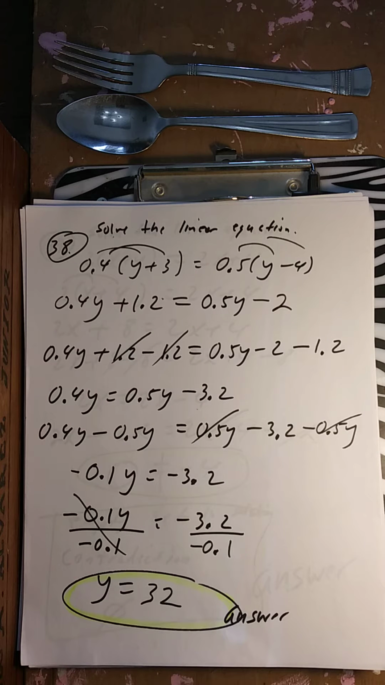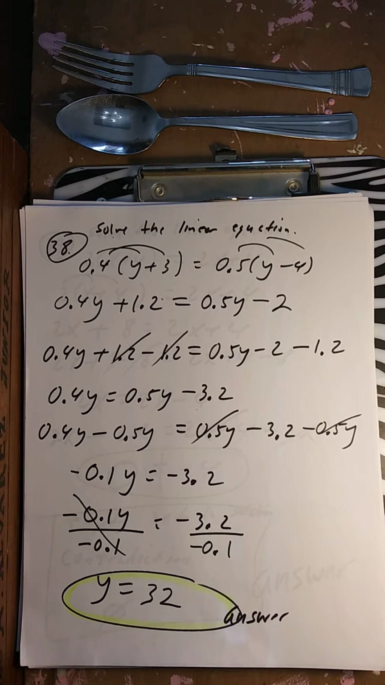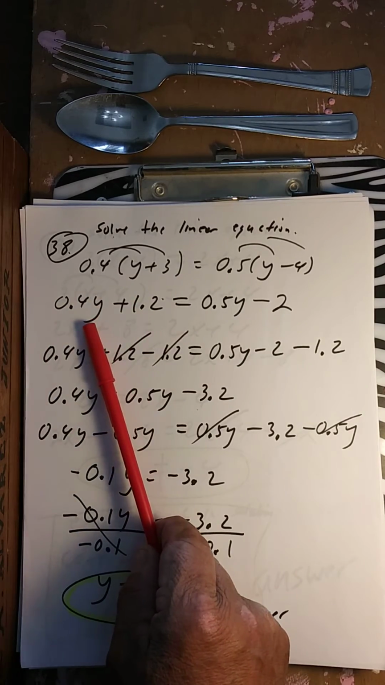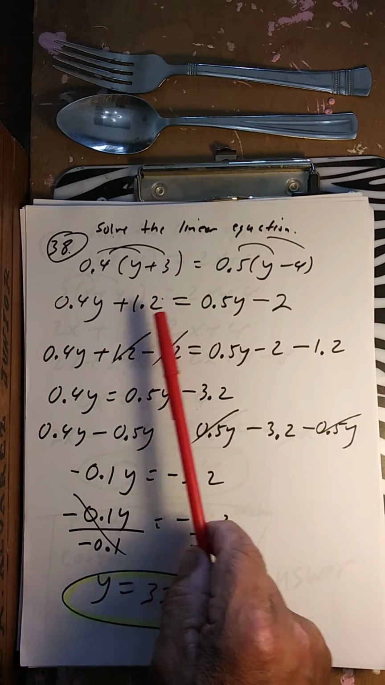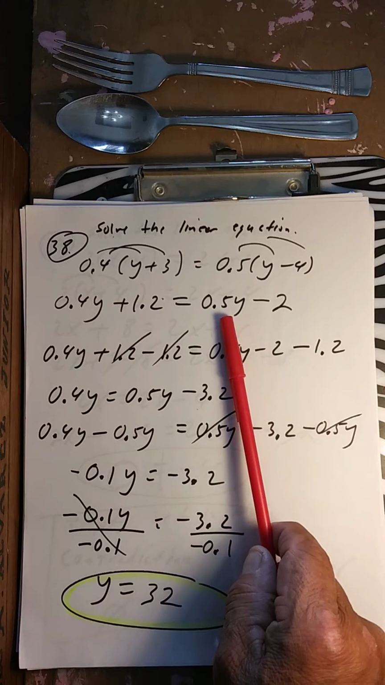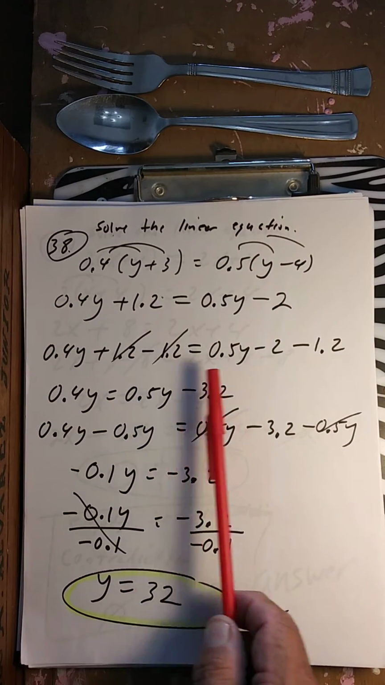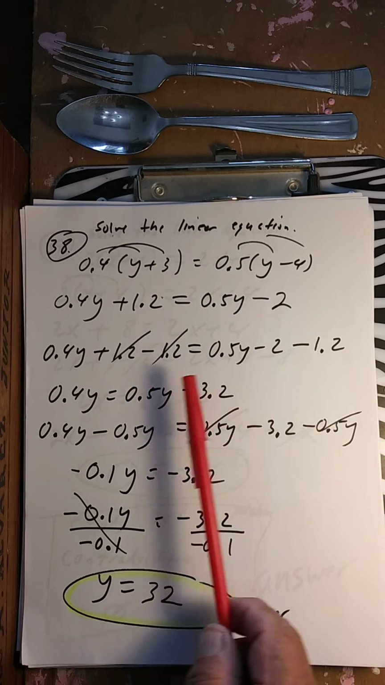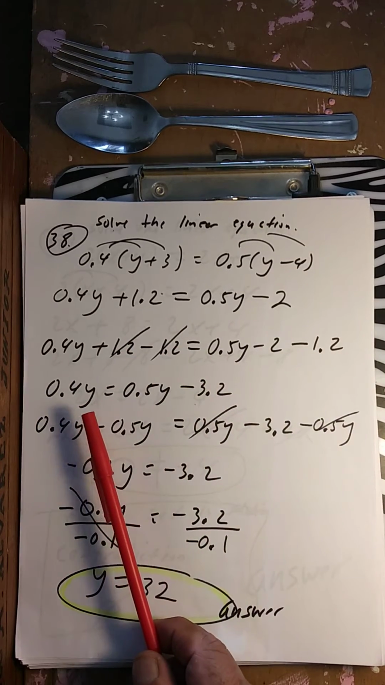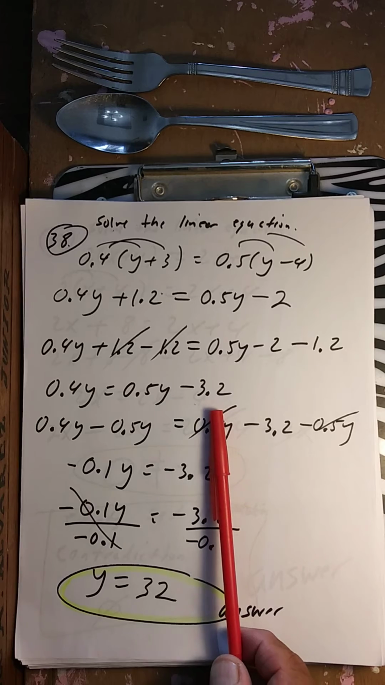Multiply the parentheses, you multiply the numbers first. So 0.4 times y is 0.4y. That times that is going to be 1.2. That times that is going to be 0.5y. And that times that is going to be negative 2. Now we're going to add 1.2 to both sides. So that's gone. So now you have 0.4y equals 0.5y minus 3.2.